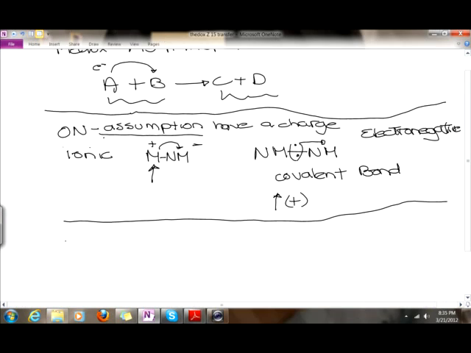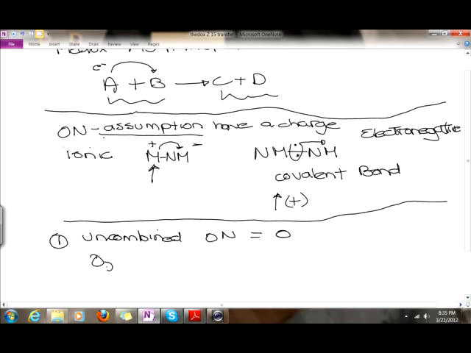If it doesn't apply to the element, then you have to go for the second rule. If it doesn't apply, then you go and see the third rule. But the first one says, number one, an uncombined element has an oxidation number of 0, always.